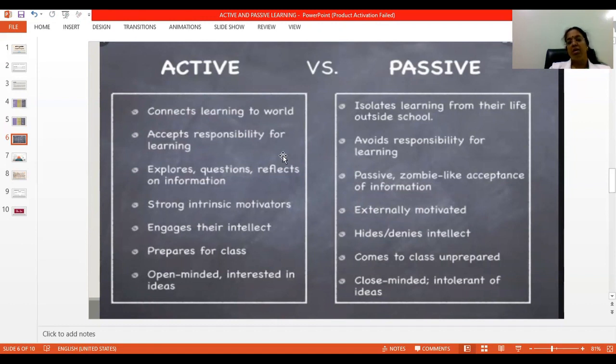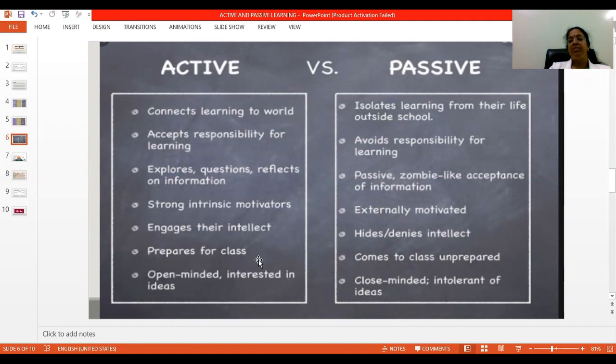Active learning connects to the world. Passive learning connects to their own life inside and outside the school only. Active learning is the student's responsibility, whereas passive learning becomes the teacher's responsibility and the student avoids taking responsibility. Active learning motivates the children and creates strong intrinsic motivators, which we saw yesterday. And passive learning creates external motivation, that is, extrinsic motivation is involved.